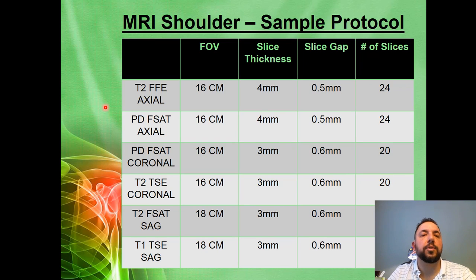Sample protocol of an MR shoulder. Again, please note that our field of view is pretty small, 16, even 14 centimeters in some sites. Our slice thickness can be anywhere from 3 to 4 millimeters, again, so that we have adequate spatial resolution, and then the number of slices to cover. 2 axials, 2 coronals, 2 sagittals in most places.